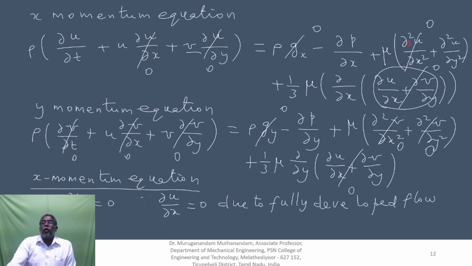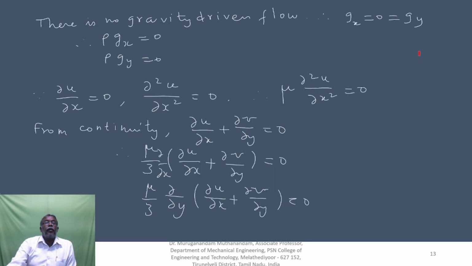And this partial square u upon partial x square is also 0. That is, third term on the right hand side is also 0 because partial u upon partial x is 0. Once again, if you differentiate this partial u upon partial x, you will obtain partial square u upon partial x square, which is again 0. If you differentiate a quantity which is 0, that will also be 0. So that is what is explained here.